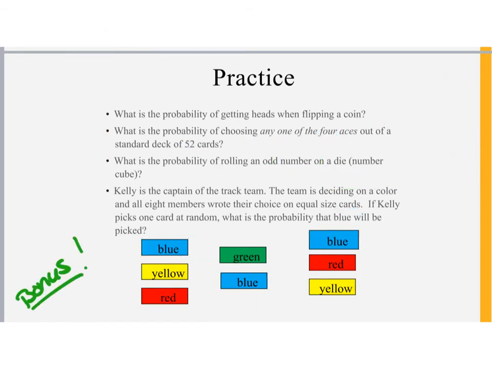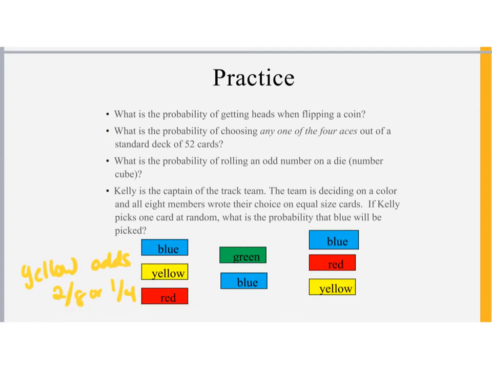As a bonus, try to figure out what the odds are of selecting red, yellow, or green, each separately. We want to know the odds first of getting yellow, then of getting red, and finally of getting green. Hit play when you want to check your answers.